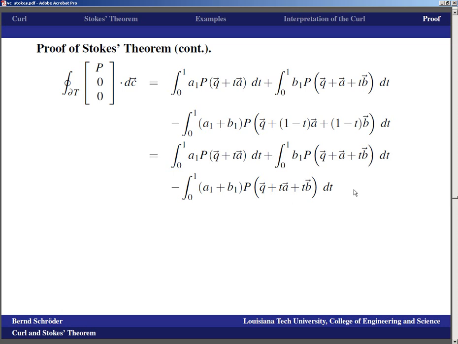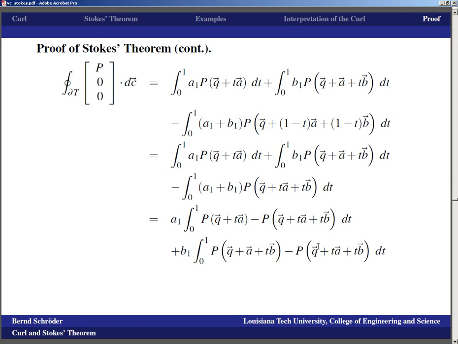However, what we can see now is I can multiply out these parentheses and then combine integrals, which is exactly what happened here, because what do I have? I have an integral from 0 to 1, a1 times p of q plus ta, minus a1 times p of q plus ta plus tb, right here, and that takes care of the first integral as well as the a1 part of the third integral. And then I have plus b1 times p of q plus a plus tb, so that takes care of the second integral. And then I have minus b1 times p of q plus ta plus tb, right here.